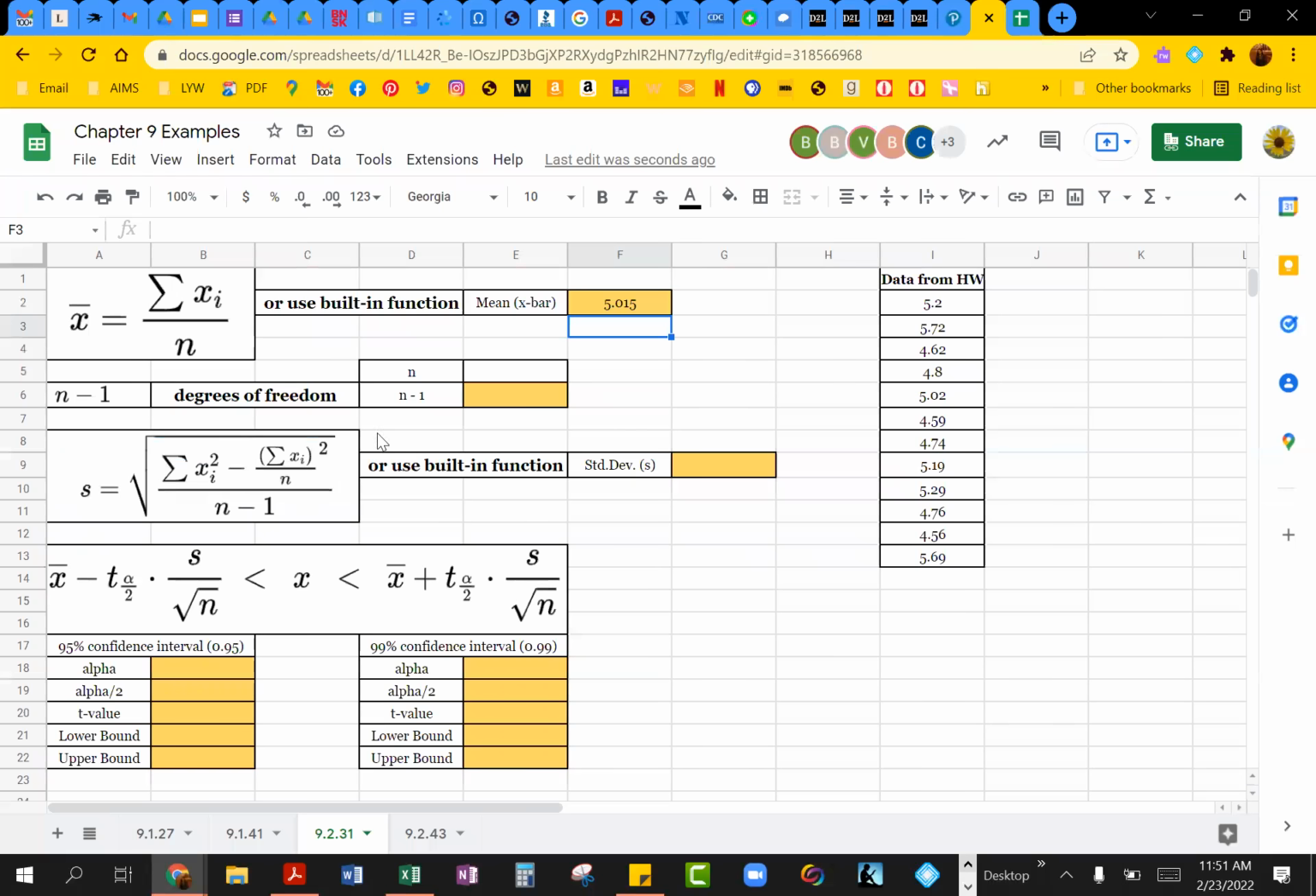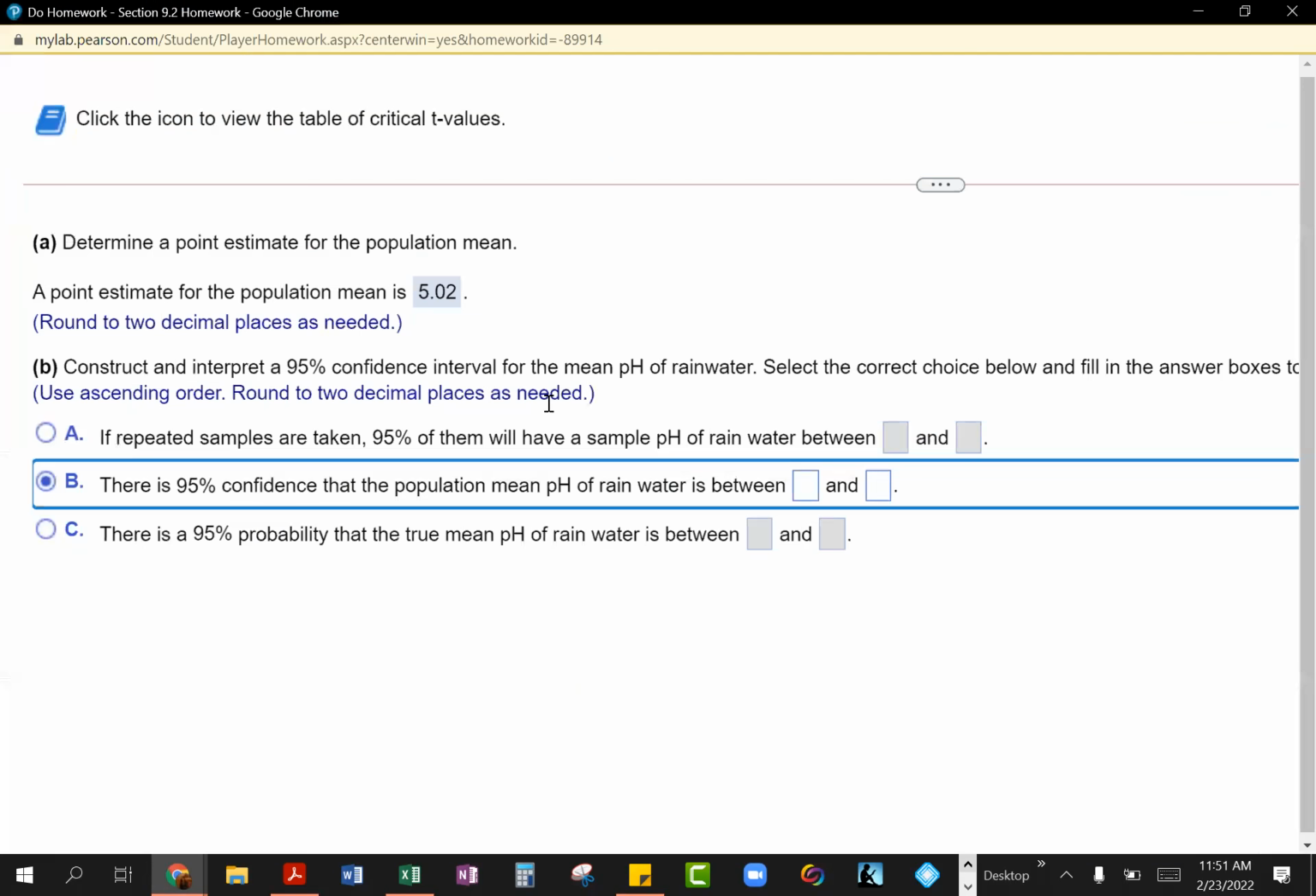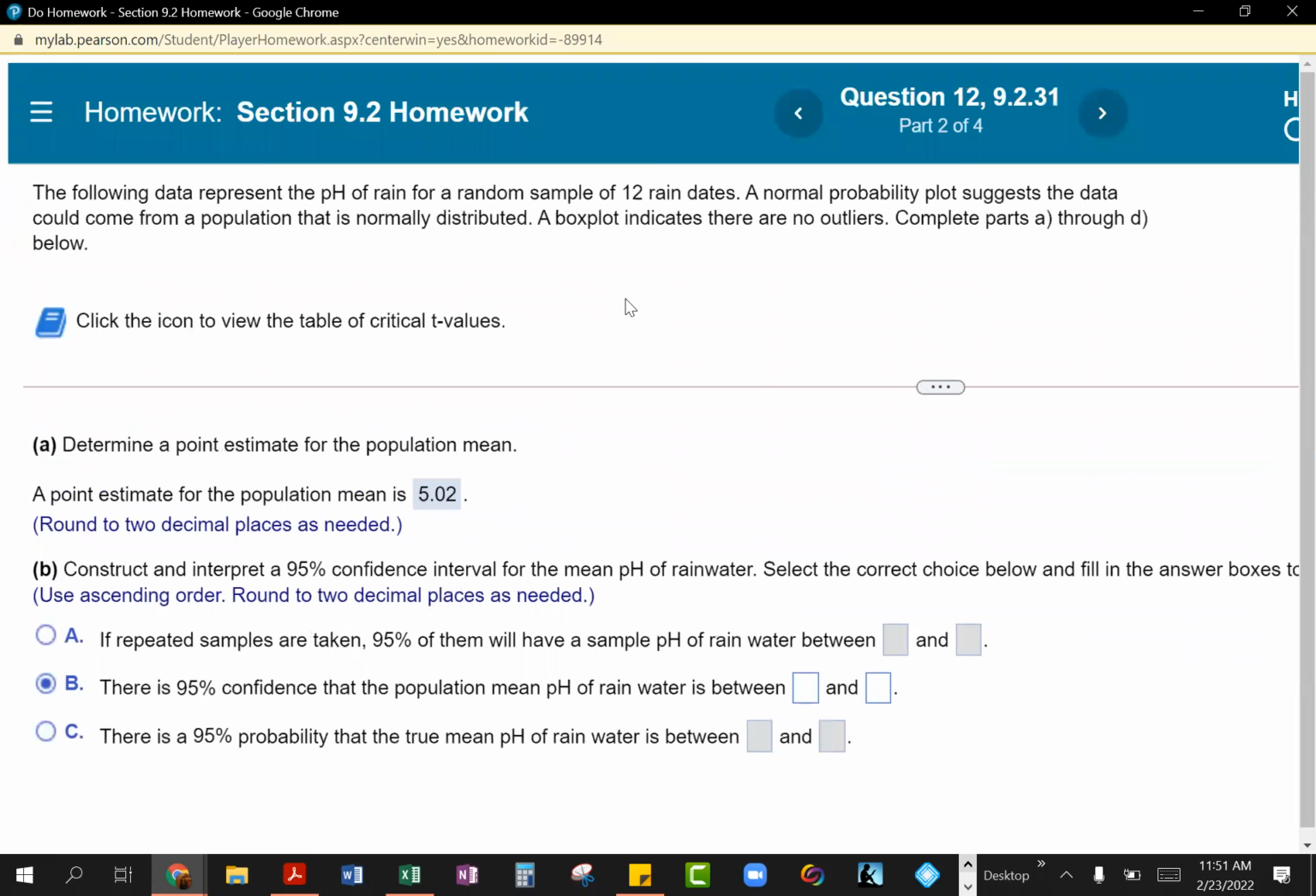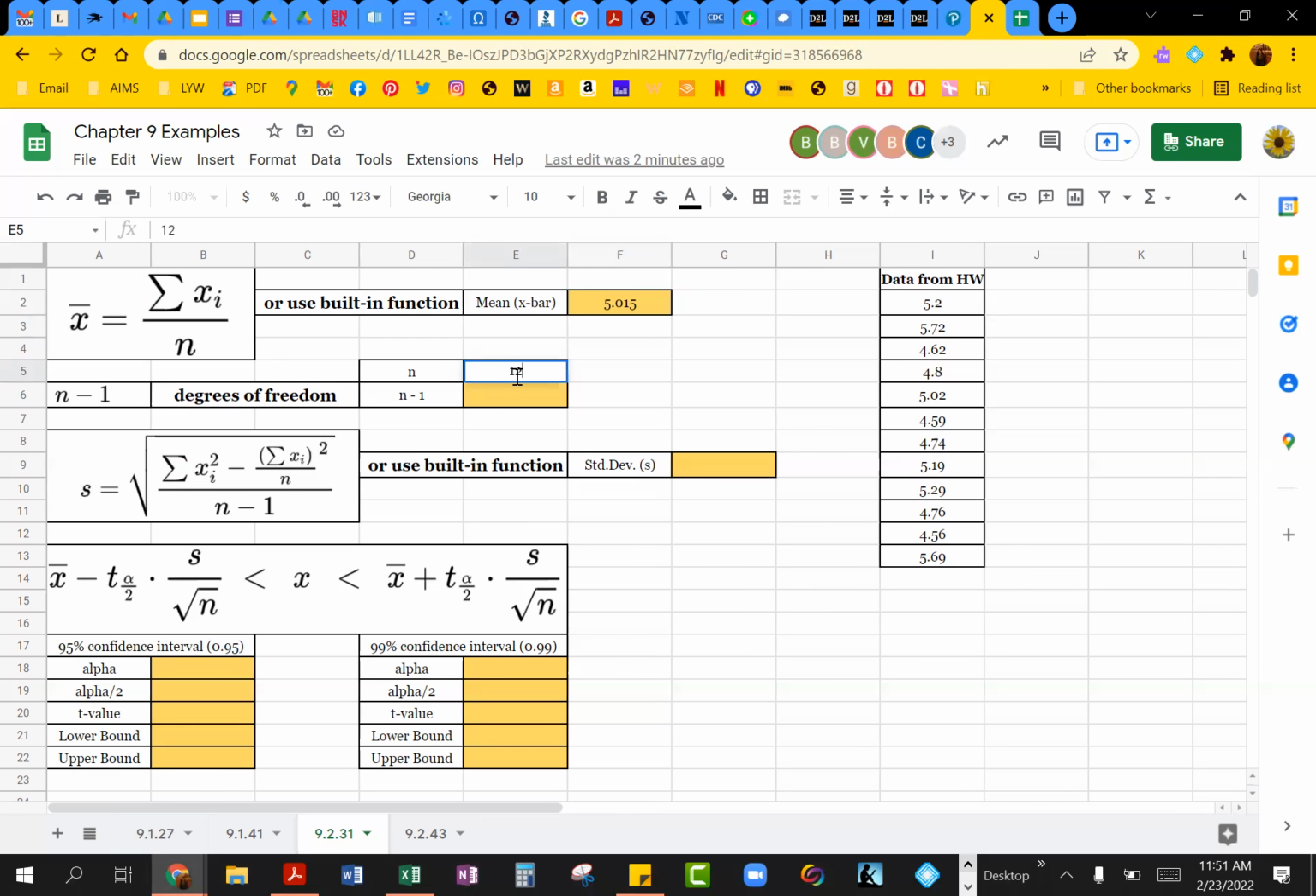So let's talk about how to calculate this. First we have to calculate our degrees of freedom, because we need that to calculate this t-value over here. You can see that we have basically 12 random samples, because they're telling us these are coming from 12 rain dates. So your n value is going to be 12. Your degrees of freedom is basically n minus 1. So obviously that's going to be 12 minus 1, which comes out to be 11.